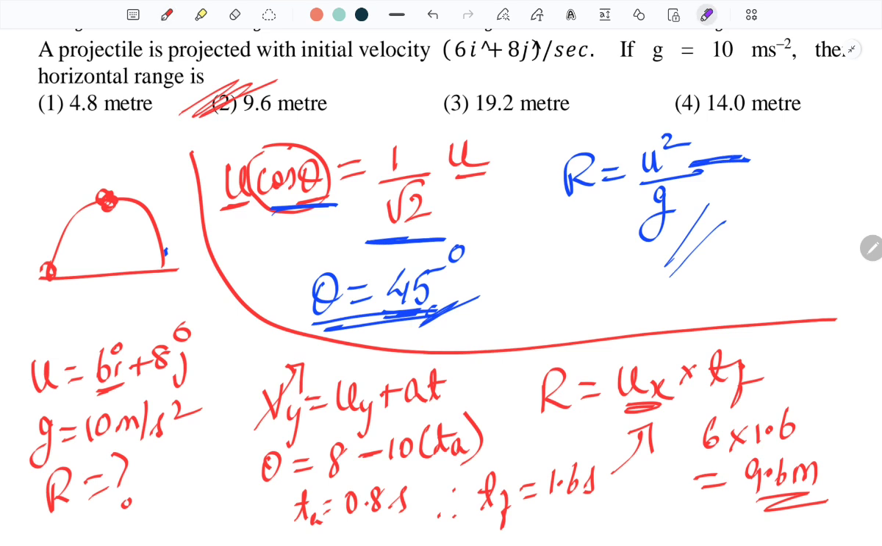I'll just repeat how we solved the solution once again. A projectile is projected with initial velocity 6i cap plus 8j cap. As soon as the x component and y component are given, along with g, you identify that you need the horizontal range. Since the components are given, the range formula in component form is the horizontal component of velocity multiplied by the time of flight. ux is given in the question, so we just need to find the time of flight.